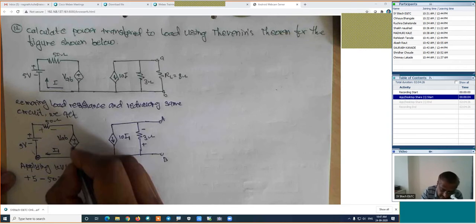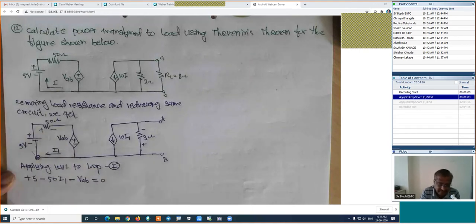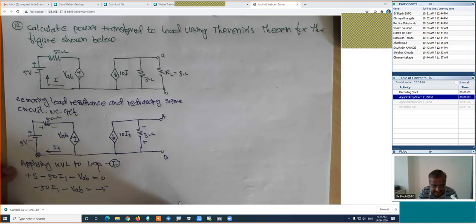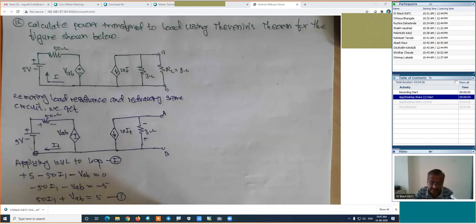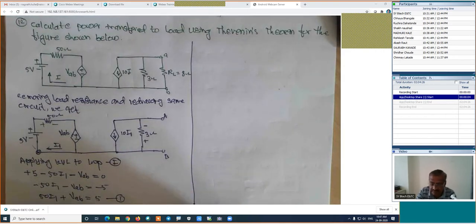Then we are traveling from positive to negative, which is minus. How much is that potential? VAB. This is VAB, and the sum is equal to 0. If we simplify this equation, it is minus 50 into I1 minus VAB, which is equal to minus 5. Means indirectly, it is 50 into I1 plus VAB, which is equal to 5, and this is equation number 1. Now look carefully.